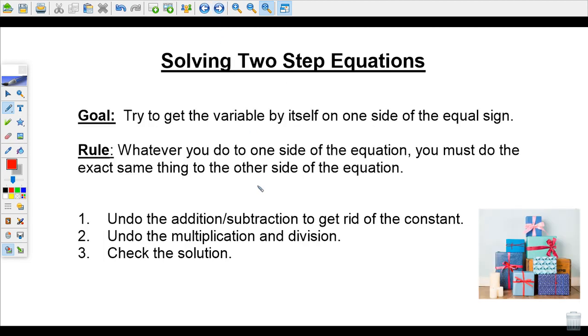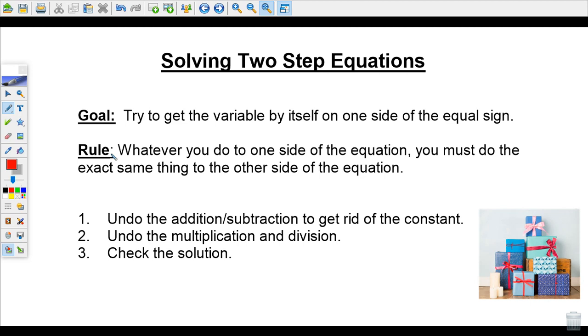So solving two-step equations, I threw in our goal and our rule for solving equations just as one more reminder. Remember, our goal is to try to get the variable by itself. We're trying to isolate it on one side of the equal sign. It doesn't matter which side. Our rule says whatever we do to one side, we have to do the exact same thing to the other side in order to keep it balanced, like that balance in science class. Equal weight on both sides. Whatever we do to one side, we have to do to the other.